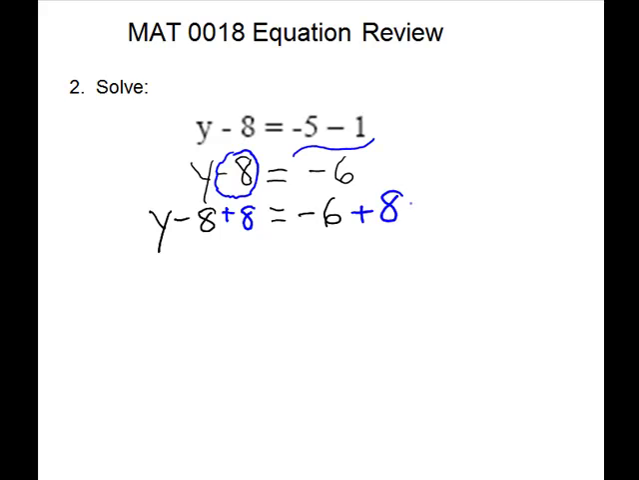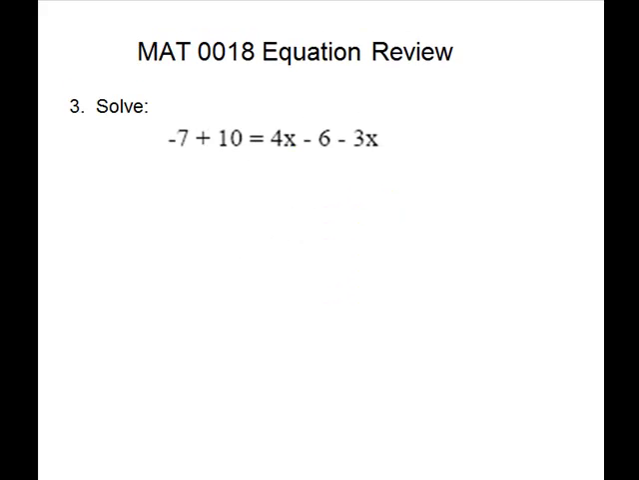We have to keep it balanced. Clear out on the left-hand side, leaves you just y. That was our goal. And simplify on the right-hand side. These are different signs. Different signs subtract. Sign of the larger, so positive.